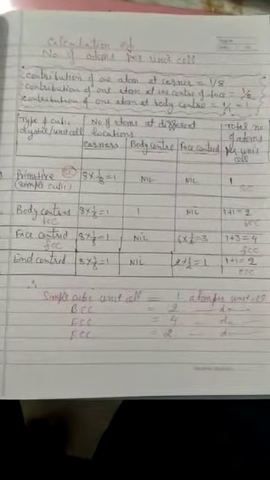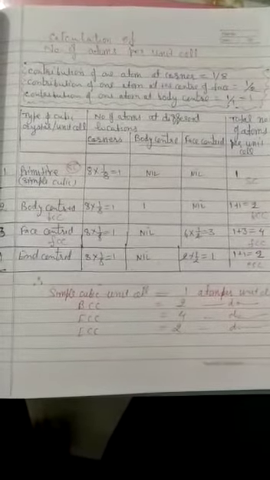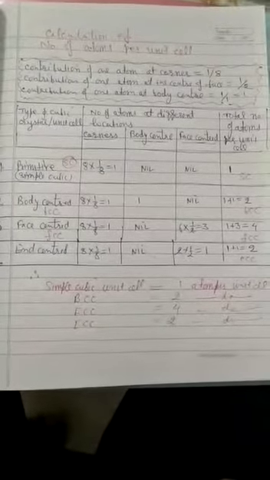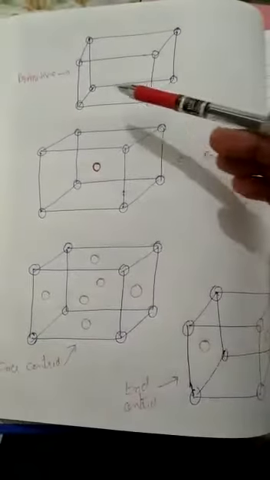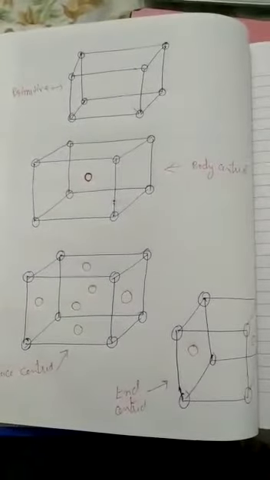In the last, you may take a screenshot of this page for further reference. So this is about the calculation of number of atoms per unit cell. First of all, you must have the idea of the contribution of one atom at the corner, at the face center, at the body center. Then you may proceed further, and you already know about the diagrams of these unit cells. So this is simple cubic unit cell, this is BCC, this is FCC, this is end center. From these diagrams we can easily calculate the number of atoms.